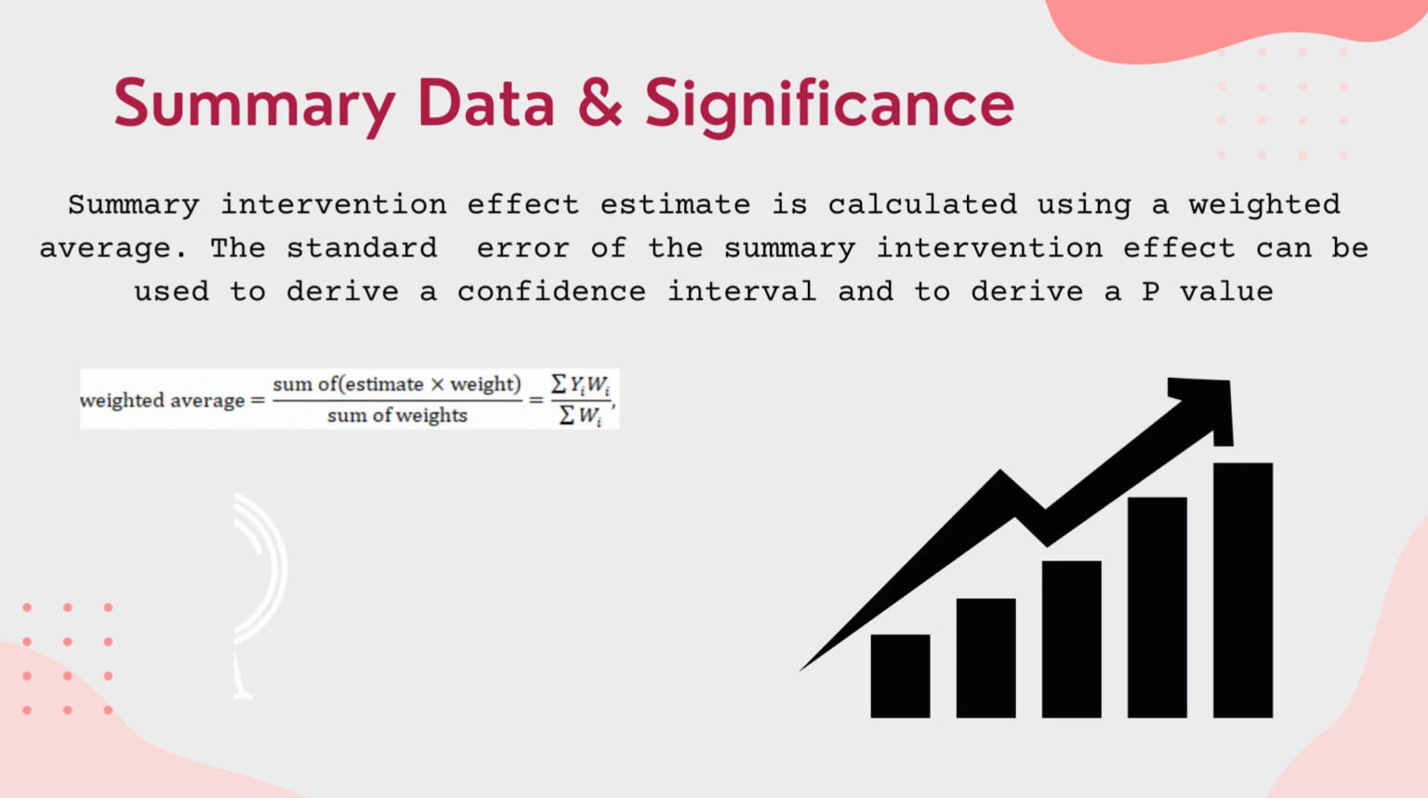Summary intervention effect estimate is calculated using a weighted average of intervention effects estimated by individual studies, where Yi is the intervention effect estimated in the ith study, Wi is the weight given to the ith study, and the summation is across all studies. If all the weights are the same, then the weighted average is equal to the mean intervention effect. The bigger the weight given to the ith study, the more it will contribute to the weighted average.